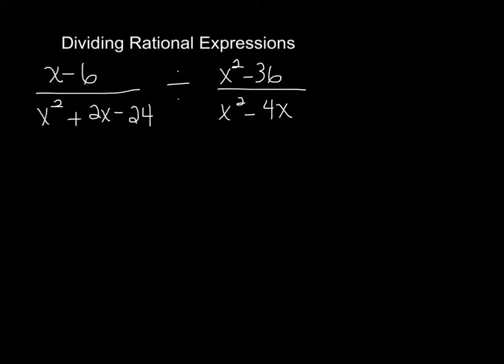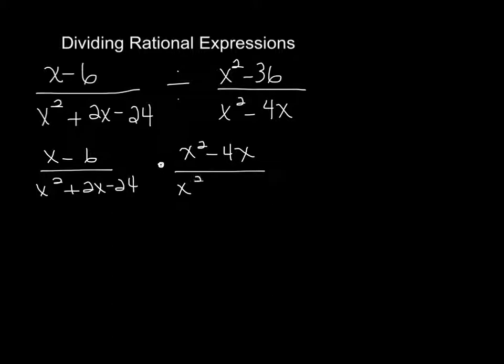Let us look at this dividing problem. First, we need to realize that we have to multiply by the reciprocal. So the first ratio times the reciprocal of the second ratio, which would be x squared minus 4x over x squared minus 36. Now, we're back to a multiplying problem. So we're going to go through the steps for multiplying. Factor our numerators, factor our denominators, and then cancel common factors. So let us do that now.